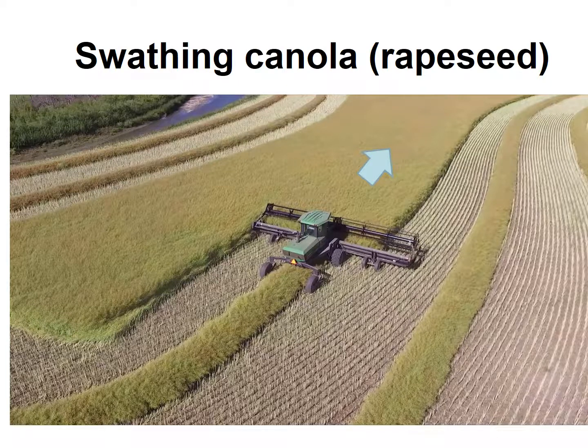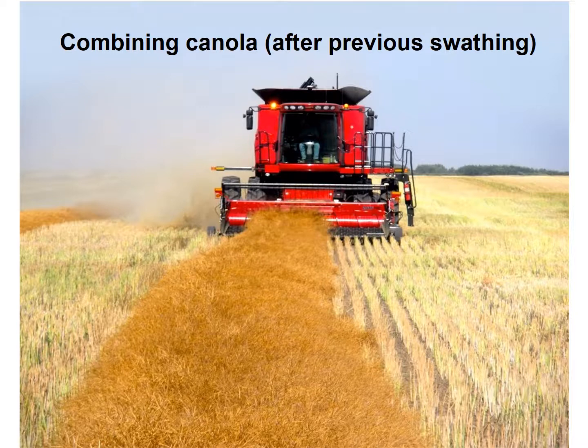Here we see an example of swathing of canola. The arrow marks the direction of the machine, and the machine leaves behind the windrow that will facilitate the drying of the plants. The second stage is when the plants are dry enough, we will use a combine for separating the seeds from the residues.